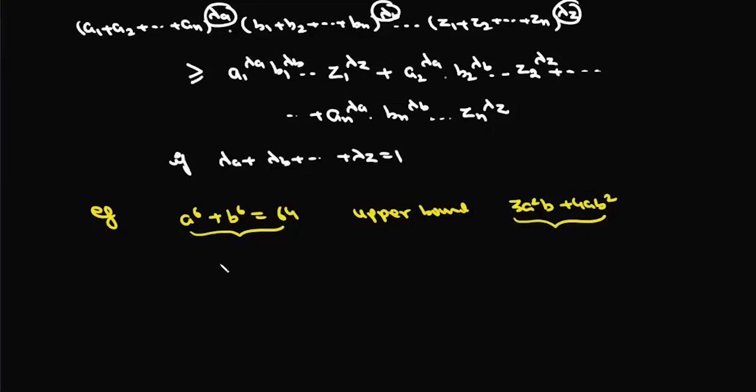Now for this question we'll consider three sequences. First one is 3 square, 4 square. Second sequence is a to the power 6, b to the power 6, and the third sequence is b to the power 6, a to the power 6. Now we have to choose their powers such that the sum of lambda a plus lambda b up to lambda z is equal to 1. So we'll choose the power of this as 1 by 2, this power as 1 by 3, and this power as 1 by 6. Now if we add all these three, we'll get this sum as 1.